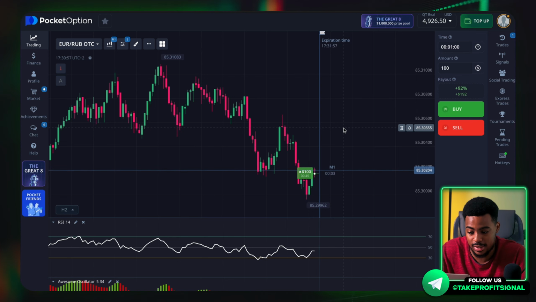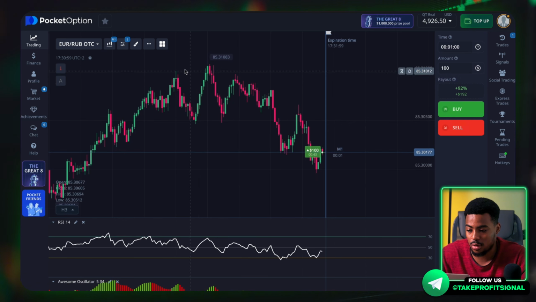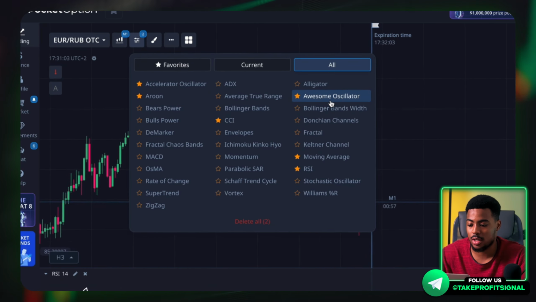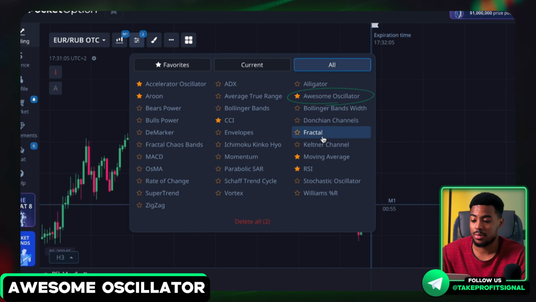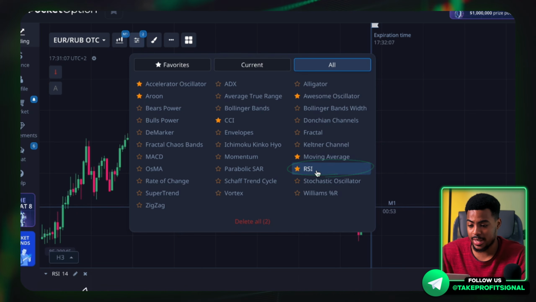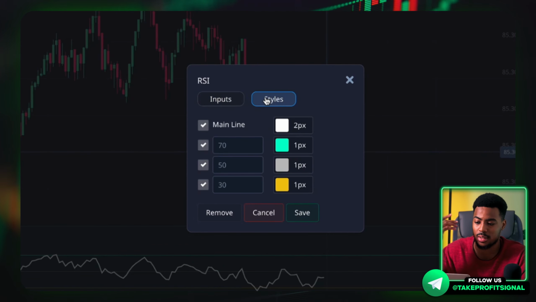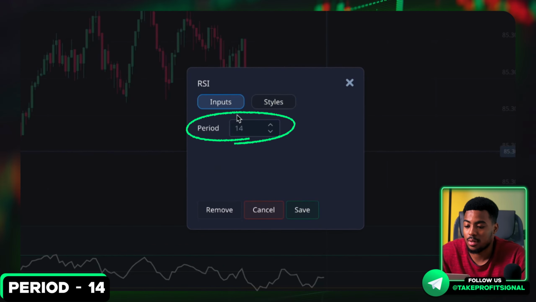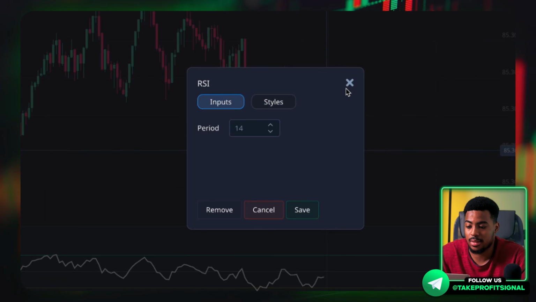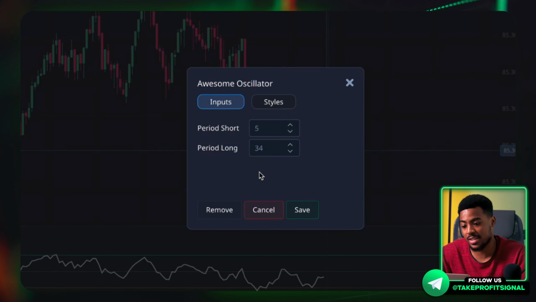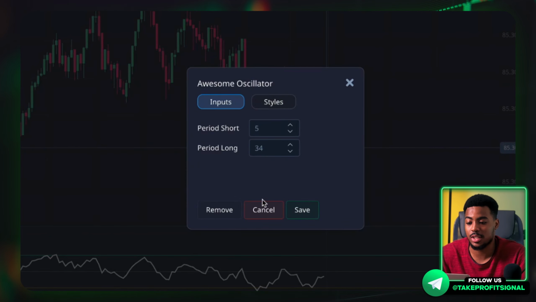of technical analysis. So first of all, we need to add 2 indicators. These are the Awesome Oscillator, the first indicator, and the second indicator is RSI. RSI can be customized at your discretion. The most important thing is that the period is 14. The settings of the Awesome Oscillator are absolutely standard.